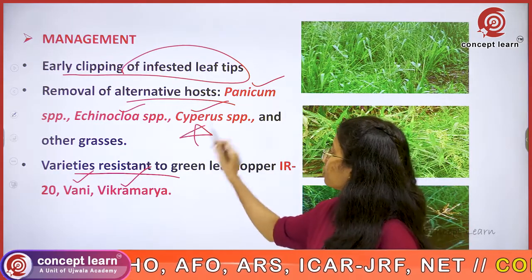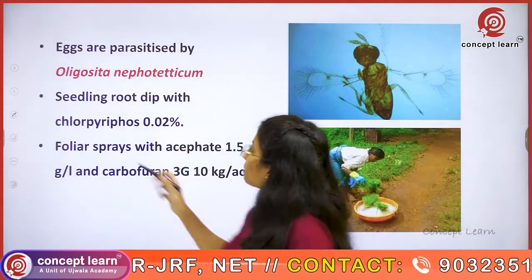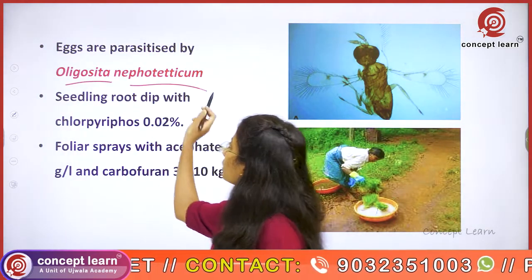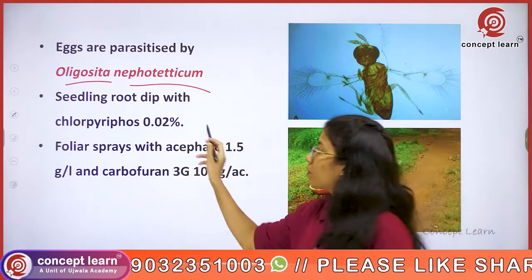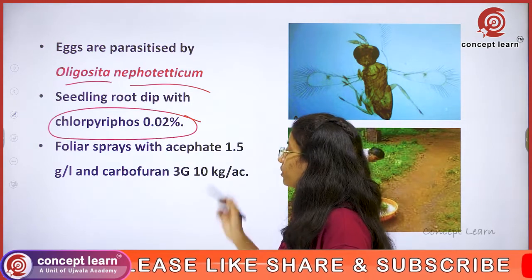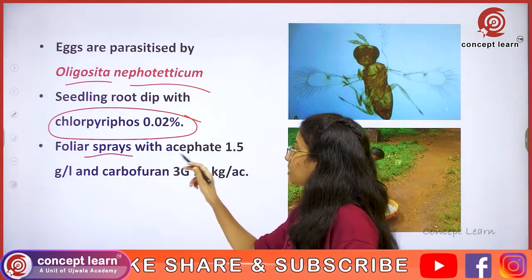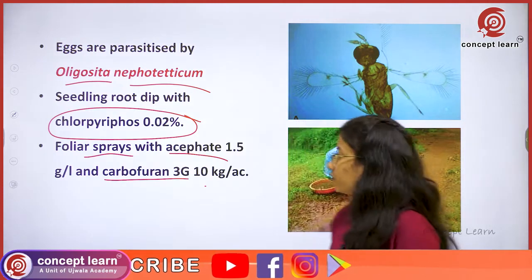This is important to be remembered. Biological control can be practiced by means of the egg parasitoid Oligosita nephotetticum. It is also recommended to follow the seedling root dip technique with chlorpyrifos, and we can go for foliar sprays with acephate and application of carbofuran granules.